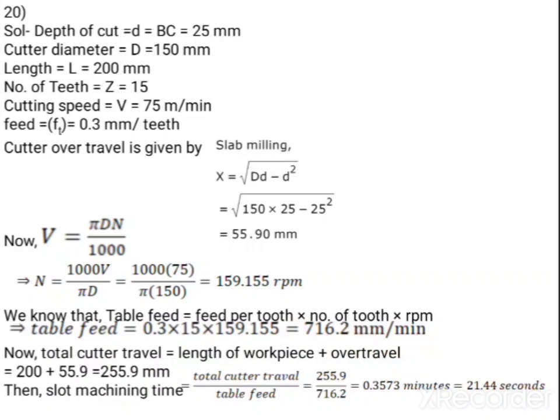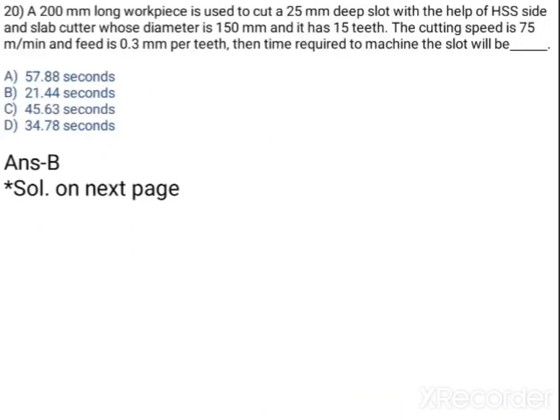Then how to find the slot machining time? That is nothing but total length divided by fm, the feed of the machine, so we can say table feed. So 200 plus 55.90 divided by 716.19. The length 200 is given, and the length of approach 55.90 we have also calculated, divided by table feed. So you will get 0.3573 minutes, and that is converted into seconds because the options are framed in seconds, that is 21.44 seconds, and that is option B. Here it is, look, option B is correct.